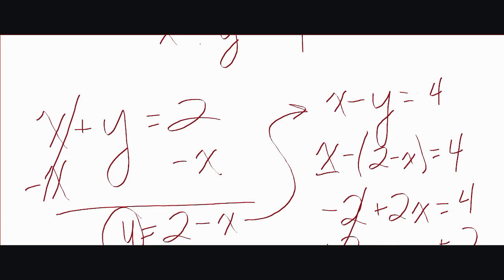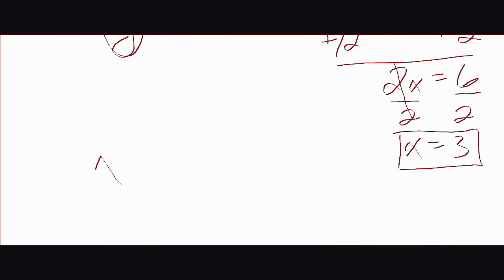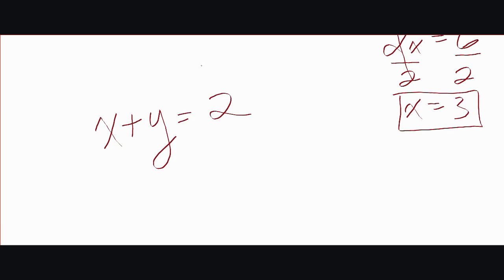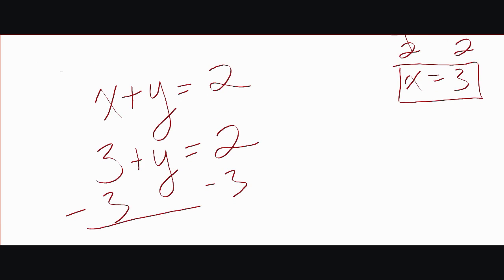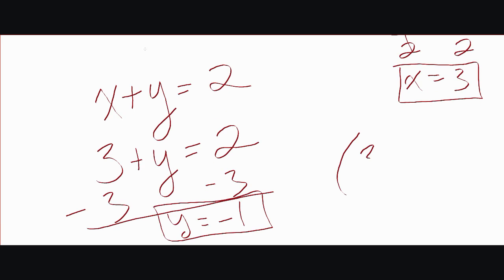Let's use the first one once again, x plus y equals 2. We know x plus y is equal to 2. So if I plug in x is equal to 3, I should be able to solve for y. And when I subtract 3 from both sides, sure enough, what do I get? Y is equal to negative 1. And there's my solution. My solution is x equals 3, y equals negative 1.